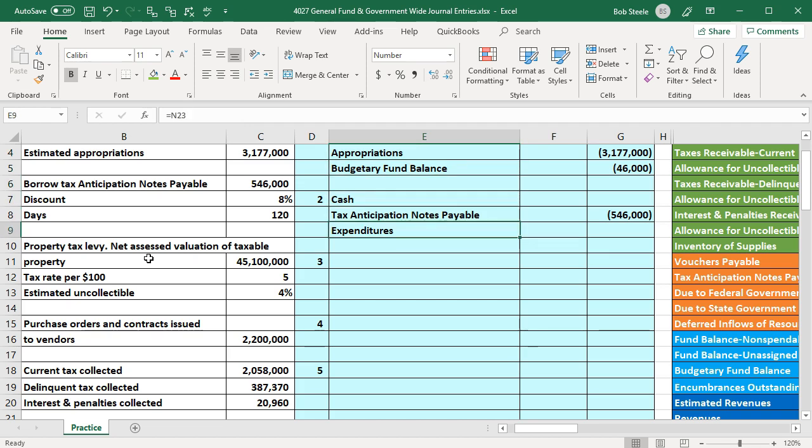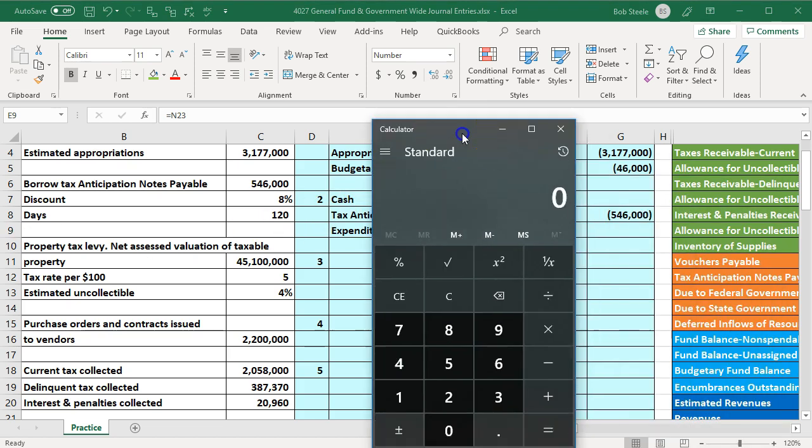How much will the expenditures be? We're going to calculate it this way. There's 546,000 times 0.08, 8%, that would be for a year. We have 120 days. So I'm going to basically round this and make every month 30 days, which means there'd be 360 days in the year as opposed to 365. So I'm going to use 360, 12 times 30, divided by 360, and then multiply that times 120. And that's going to be the interest that we're going to have here.